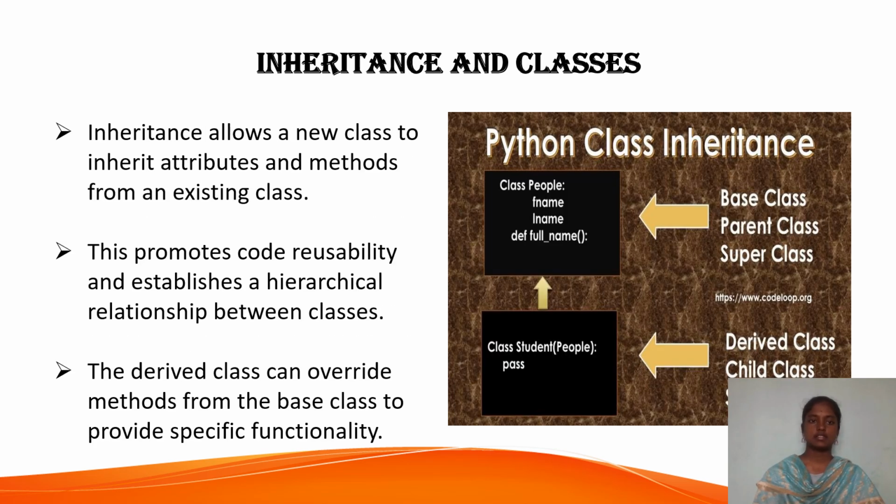Inheritance and classes. Inheritance allows a new class to inherit attributes and methods from an existing class. This promotes code reusability and establishes a hierarchical relationship between classes. The derived class can override methods from the base class to provide specific functionality. Python class inheritance. Here we see the base class, parent class and superclass, and also derived class, child class, etc.